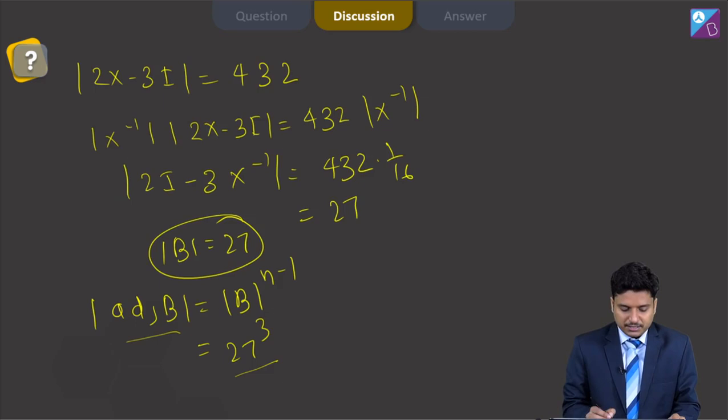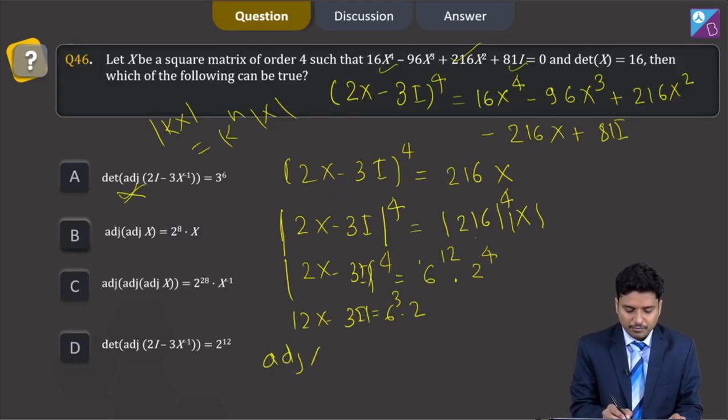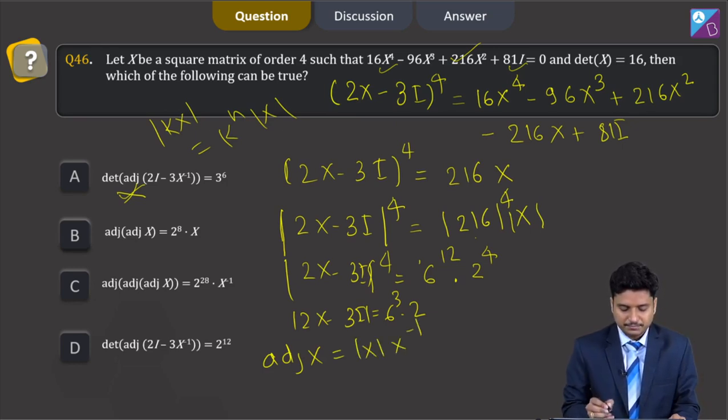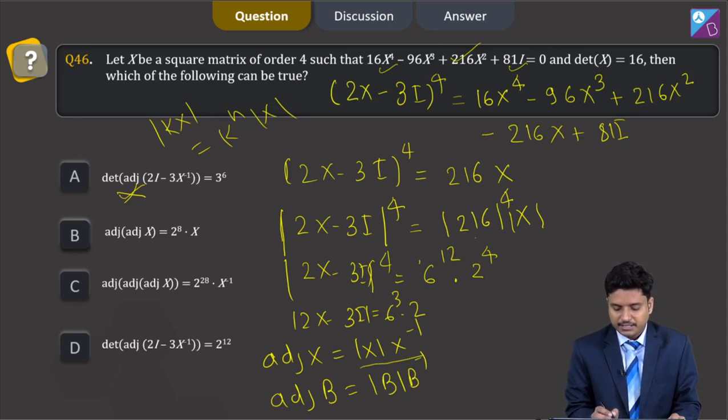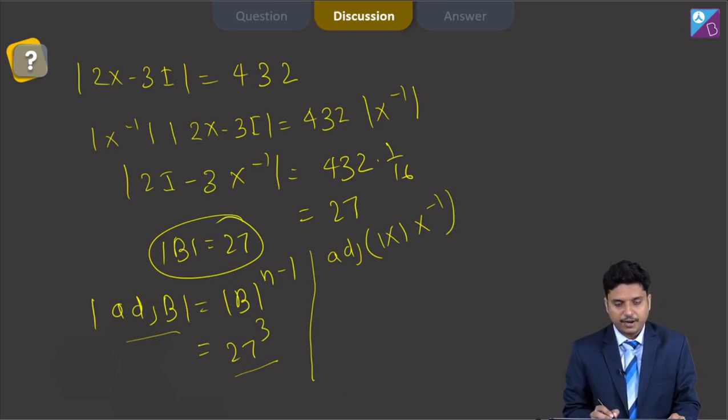So what can you say about adjoint of x? Adjoint of x is basically determinant of x into x inverse, right? Now you have to find adjoint of adjoint x. So adjoint of B can be written as determinant B into B inverse. Now in place of B you have to put this determinant x into x inverse. Adjoint of (determinant x into x inverse), that is what you have to find.